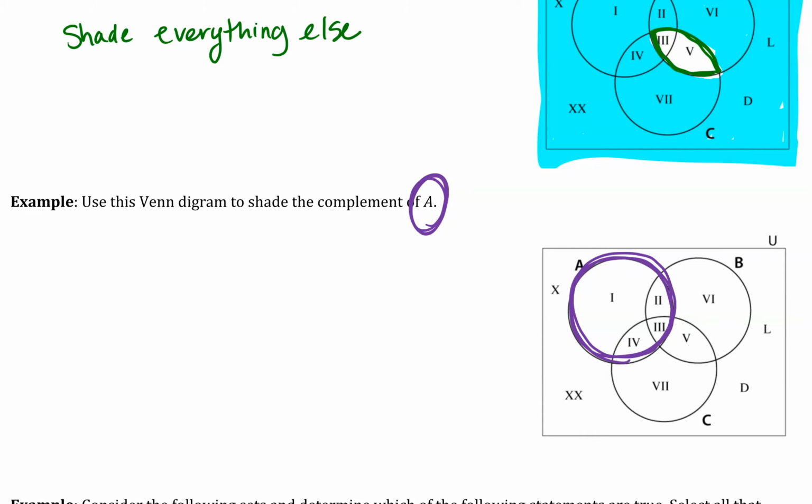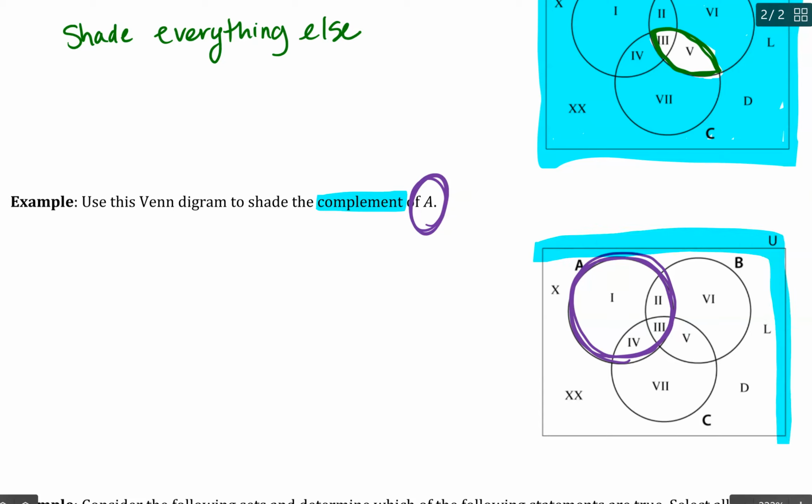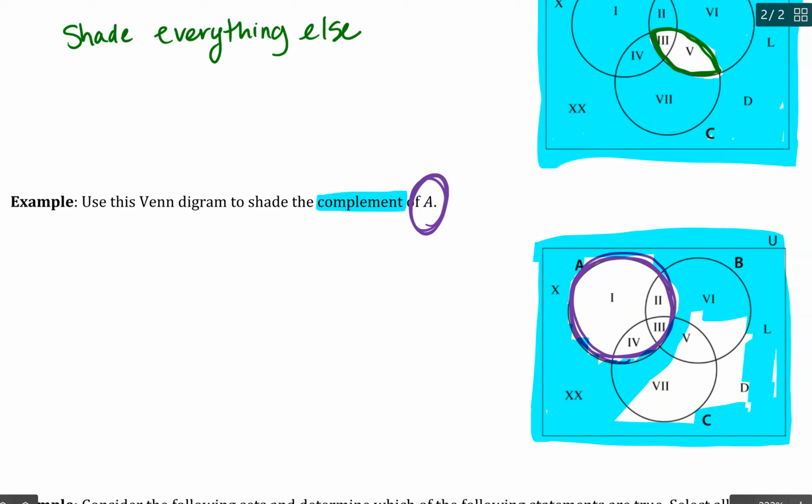But since we need to shade the complement, we get to shade everything in the universal set that is not in A, that's not in that circle that includes the set A. So we're going to shade everything outside of A. There we go, we left out A.